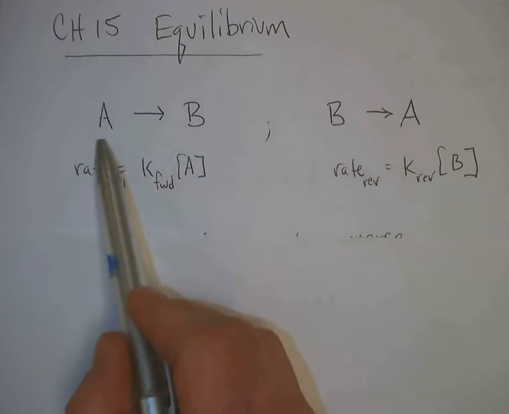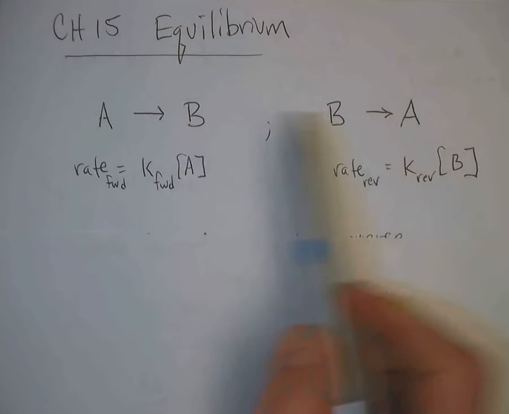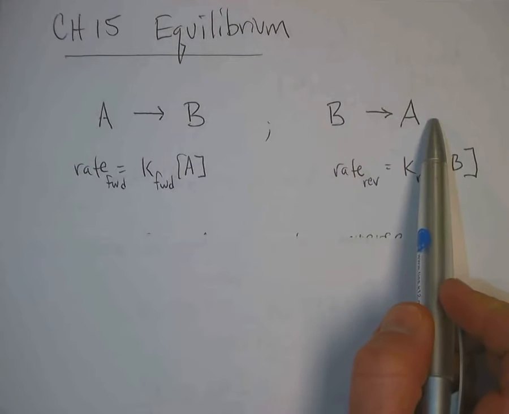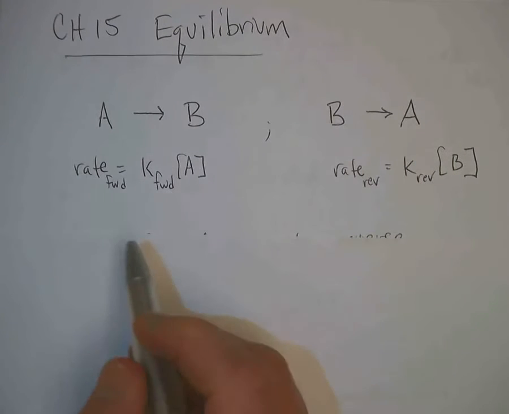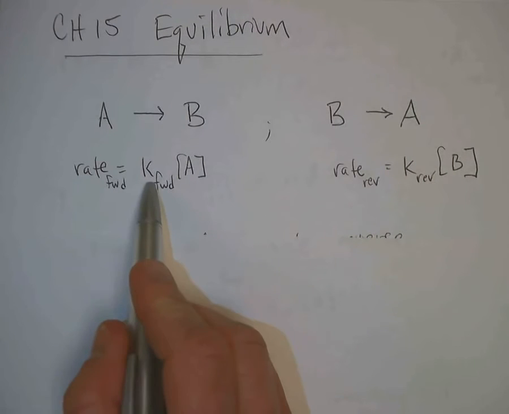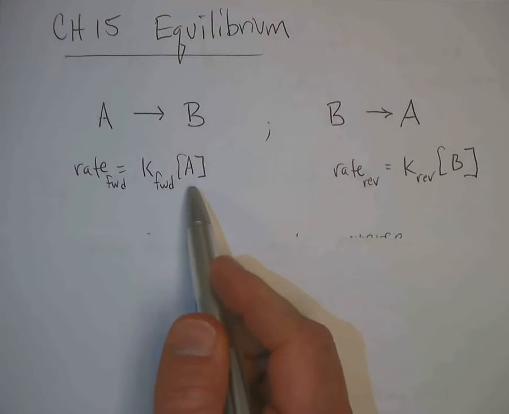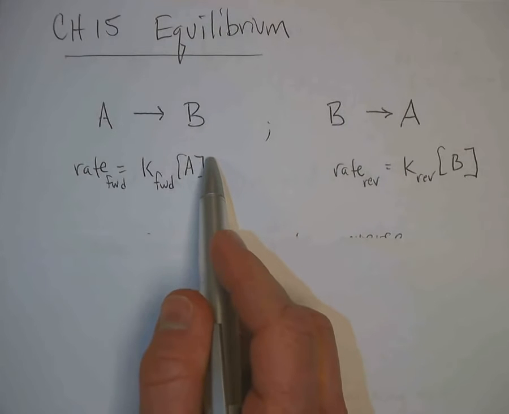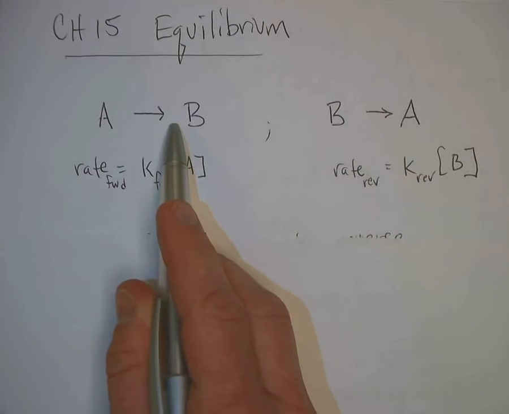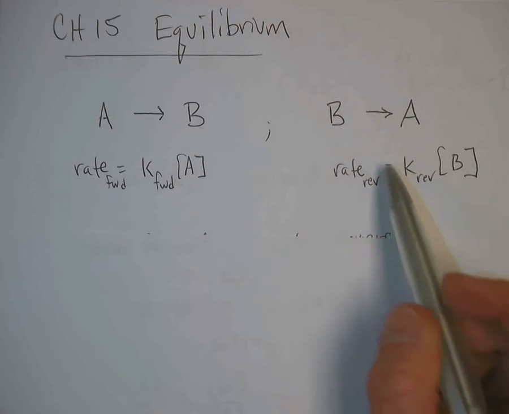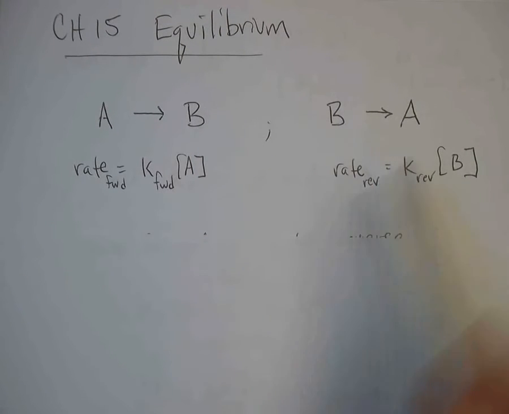Here's the reaction. A goes to B. Here's the reverse of the reaction. B goes to A. We can write the rate expression for this. Rate in the forward direction is equal to some constant K times the concentration of A, and we'll say it's to the first power. We'll say this is a single elementary step. Here is the rate expression for the reverse of the reaction: K REV, meaning reverse, times the concentration of B to the first power. We'll say it also is a single elementary step.